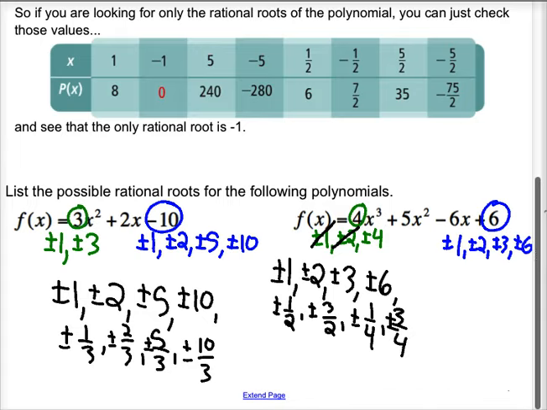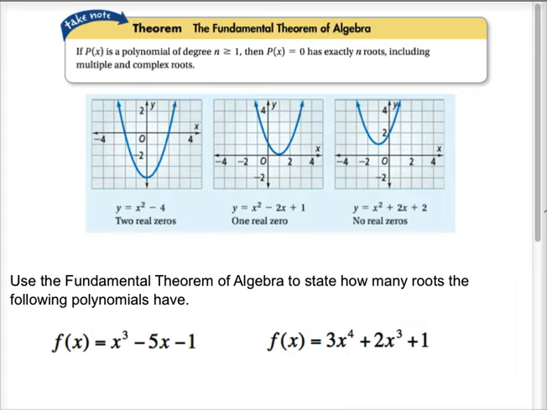Now, the theorem that I think is more important is the fundamental theorem of algebra, and our next 2 videos are going to focus on this theorem. Now, what it says is whatever the degree of the polynomial is, that's how many zeros it has, how many solutions it has. Now, the solutions can take different forms.